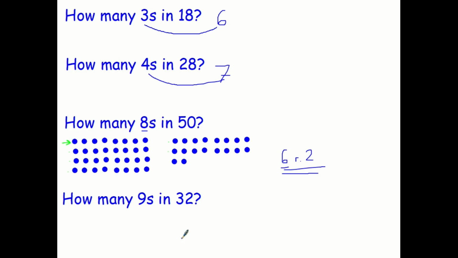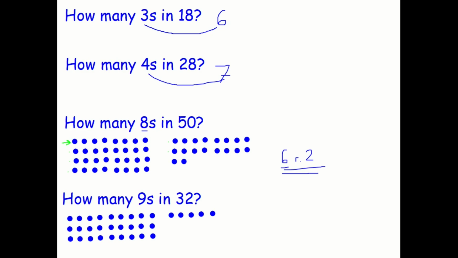What about this one? How many 9's in 32? So in a similar fashion, I'm going to show you rows of 9. So how many whole rows of 9 have I got? I've got 1 row of 9, 2, 3 rows of 9, and then 5 left over. So 3 rows of 9, so it goes in 3, remainder 5. And again, you can think about it as a times table, so 9 multiplied by 3 is 27, and then I've got 5 left over, taking me up to my 32.